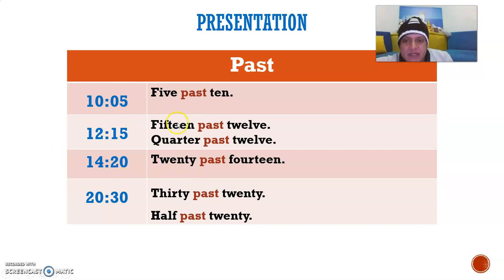Okay, and 15 is 1 quarter. So let's repeat these examples. 5 past 10, 15 past 12, or quarter past 12. They mean the same thing. 20 past 14, and here we have 30 past 20, or half past 20. All right, let's move on.